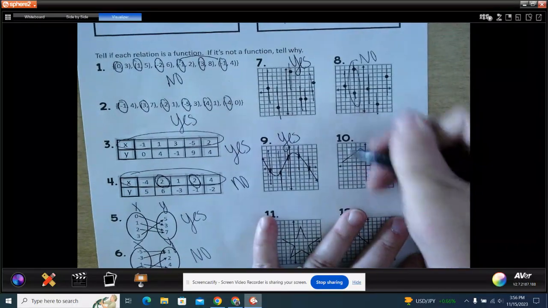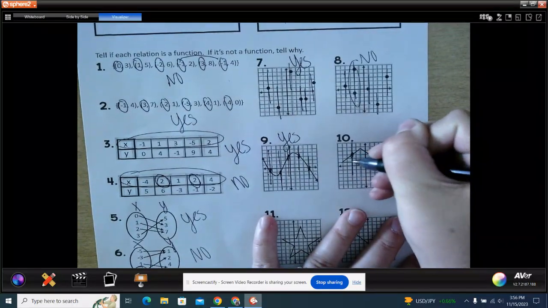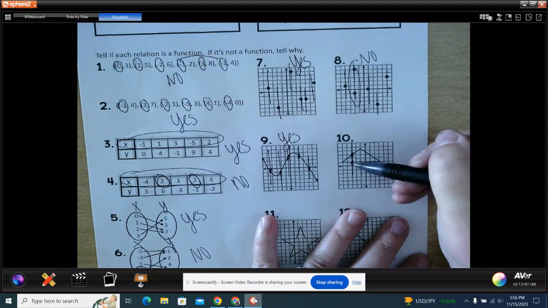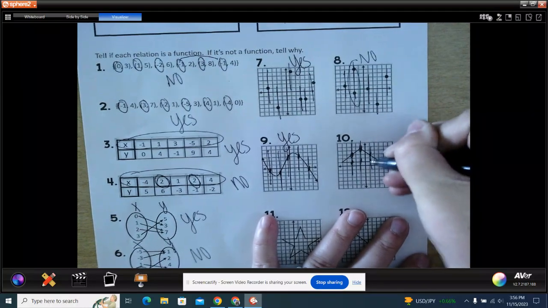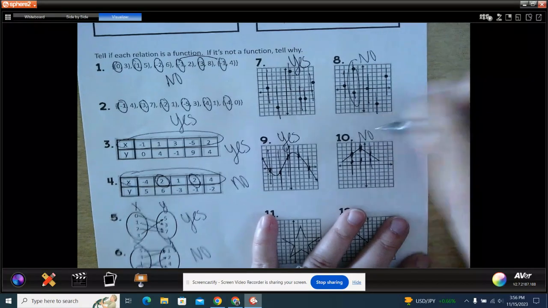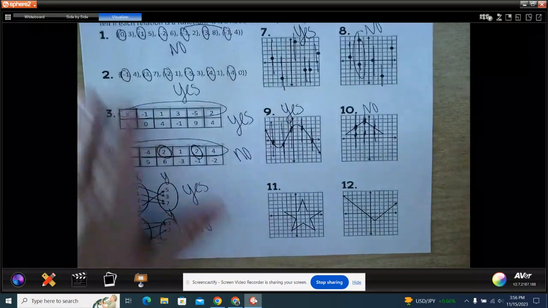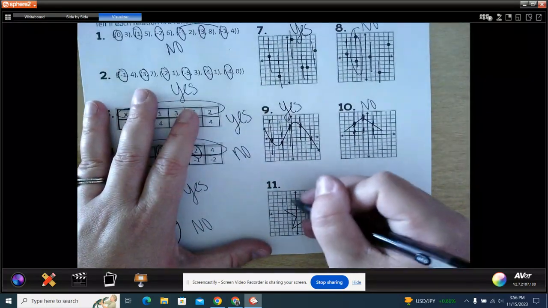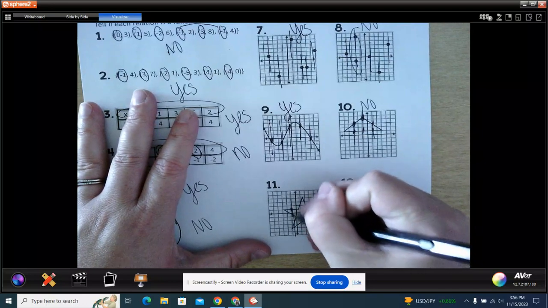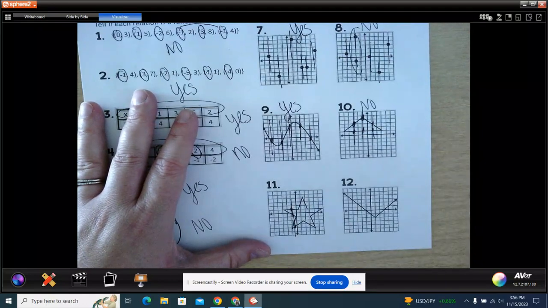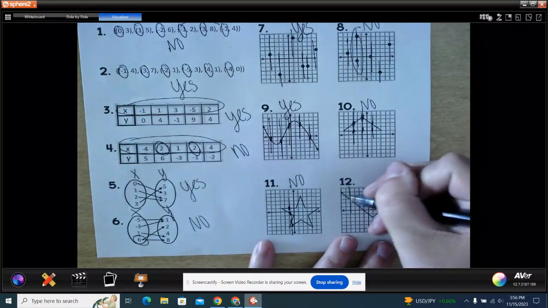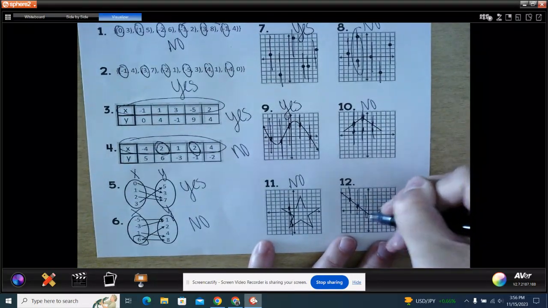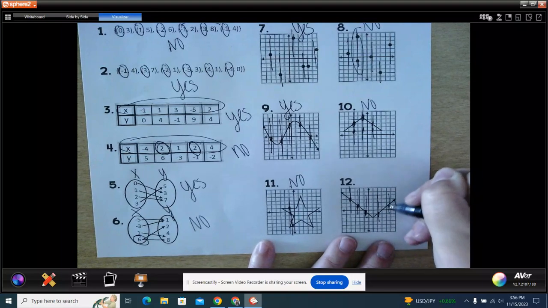Number 10, so I'm going to draw my vertical lines and find where it crosses. This one crosses 2 places. No matter where I draw it, it will always be 2 places. So the answer would be no. Number 11, same thing. I'm going to draw my line. And this one actually crosses at multiple places. So this would be no. And then our last one, draw our vertical line. As long as it hits one time, it is a function.